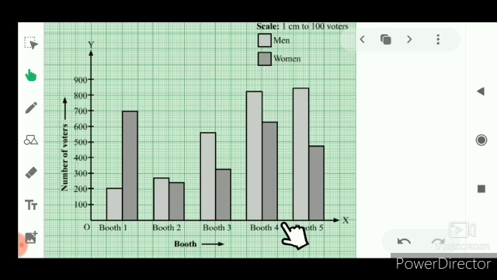Here we have to mention the scale. On 1 centimeter we have taken 100 votes, and on the x-axis there is no scale. We have just taken booth number 1, booth number 2, booth number 3 up to booth number 5. Here we have not taken any numbers. There is no ranging on this x-axis.